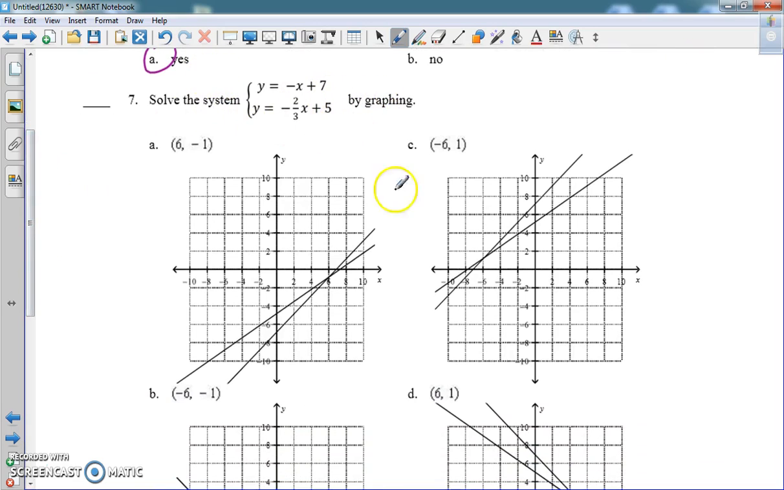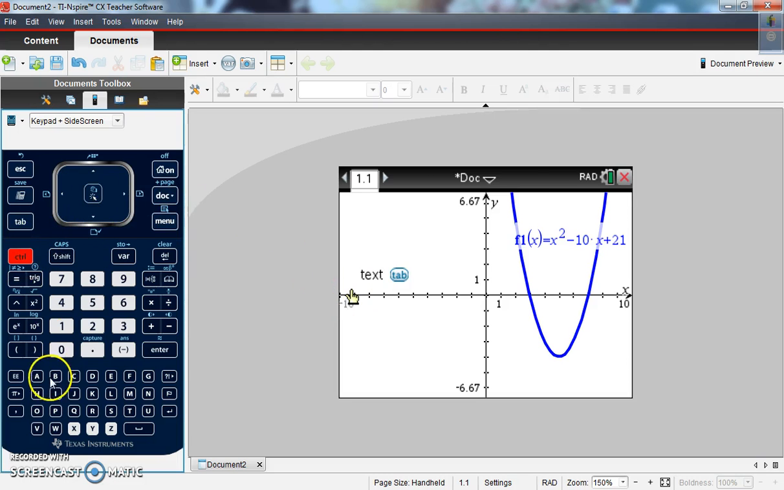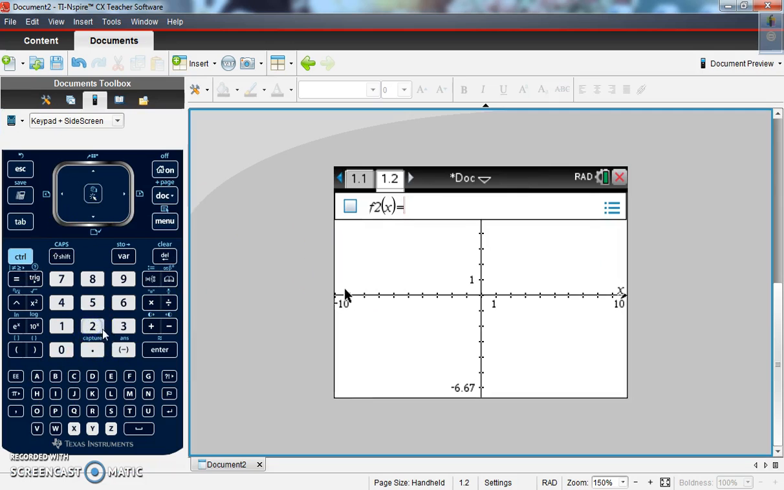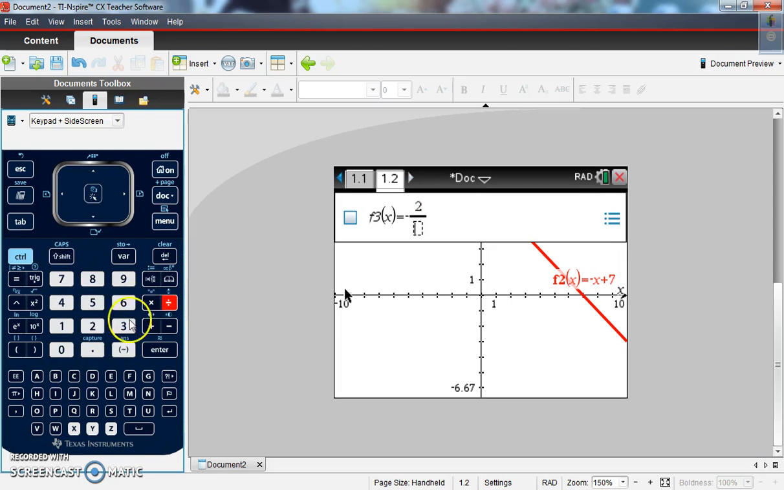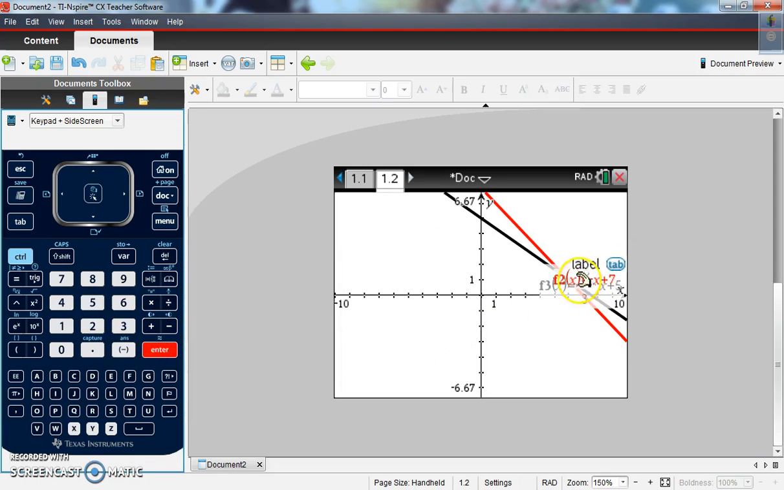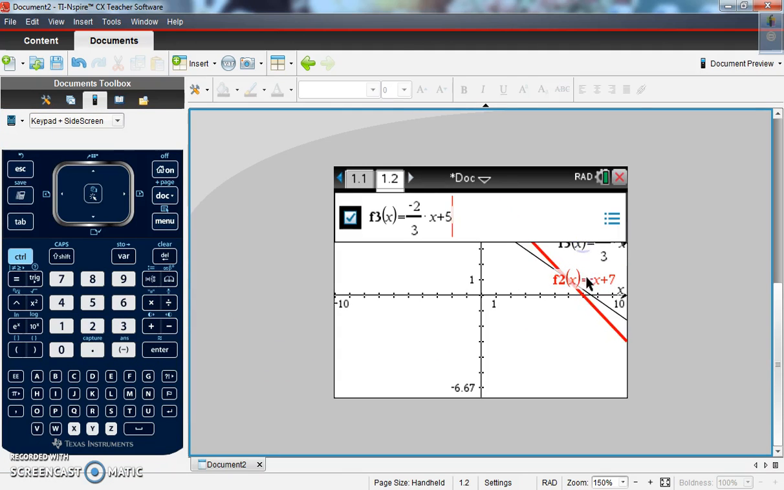All right, solve by graphing. So when you solve by graphing, you want to find the intersection point, which if you notice, they're all very similar. So if you use your calculator for this, we're going to type in both equations, so negative x plus 7, and hit enter. And then I'm going to hit tab to get the second function up. I'm going to hit negative 2 thirds x plus 5. And move some things around here so I can see it a little bit better.